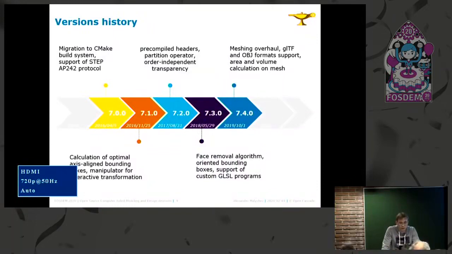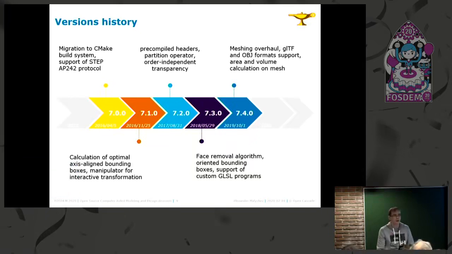7.3. A special algorithm for feature removal was added. This algorithm can remove features like gaps, holes, protrusions, fillets, chamfers. Also, this release introduces an oriented bounding box. The idea is the same as an optimal bounding box. And once again, I have a demo for that functionality.